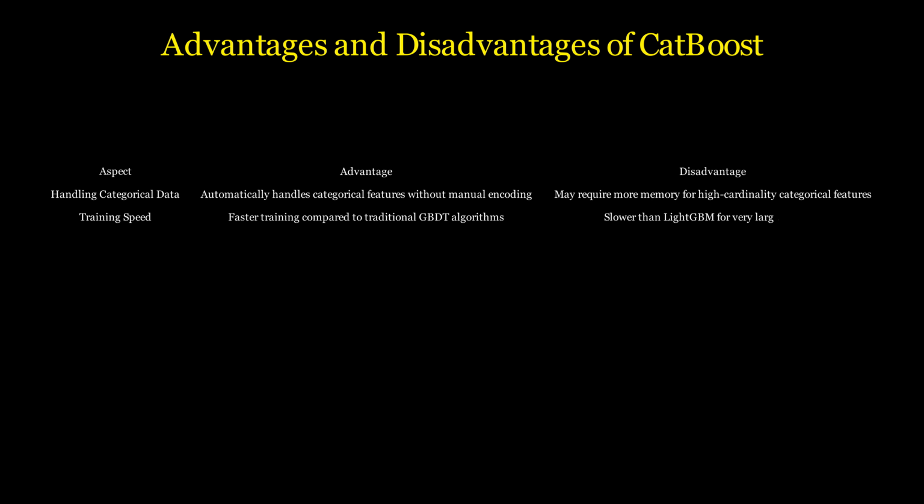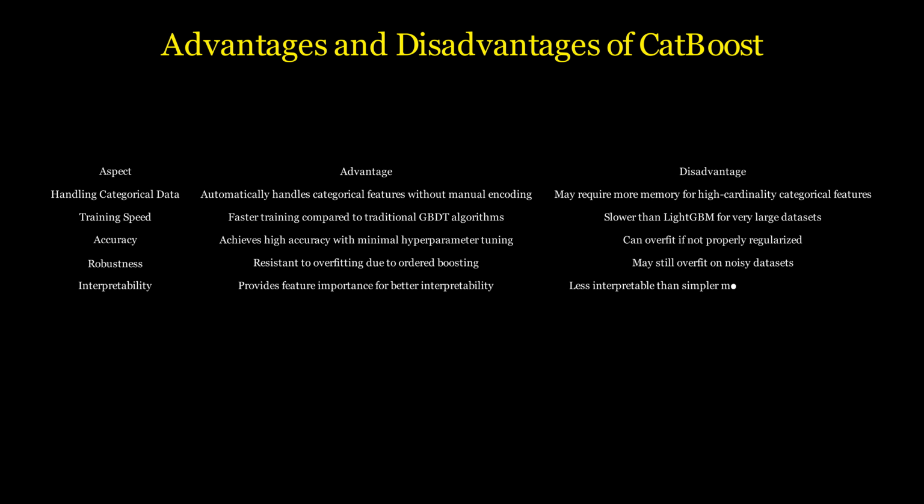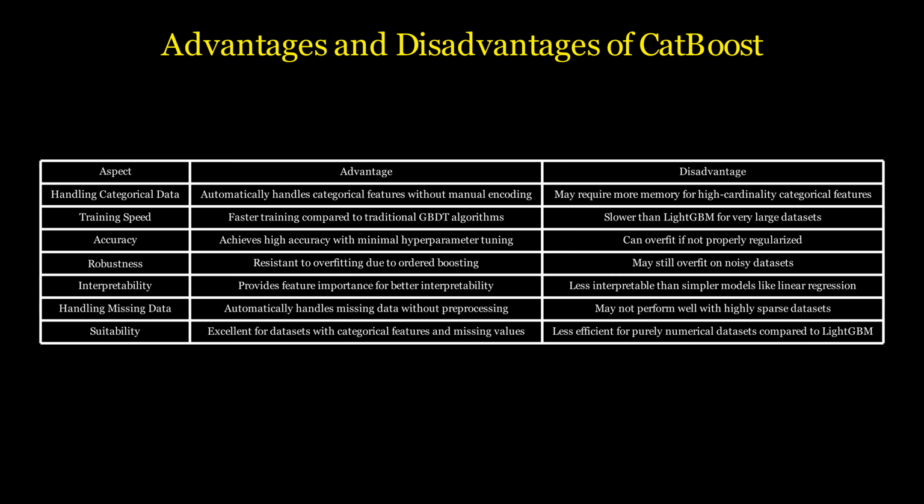Let's explore the advantages and disadvantages of the CatBoost algorithm. Here's a table summarizing the key advantages and disadvantages of CatBoost. CatBoost excels at handling categorical data. It automatically encodes categorical features without requiring manual preprocessing. However, for high cardinality categorical features, it may consume more memory.